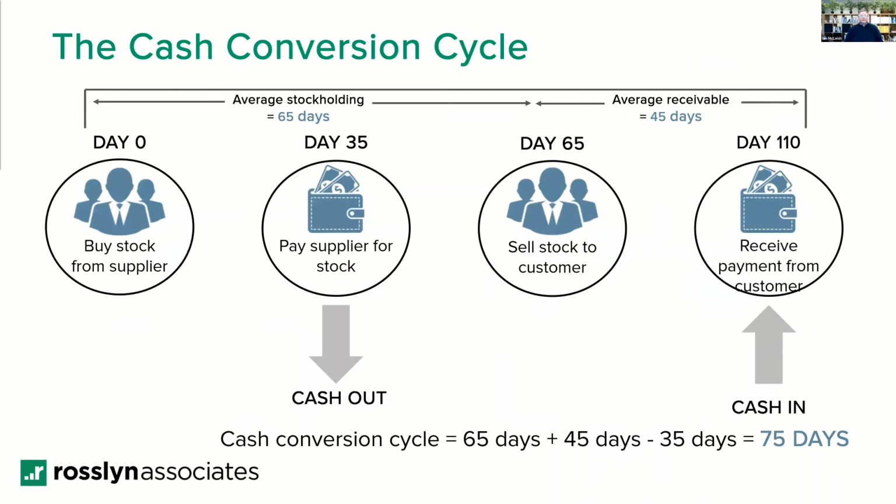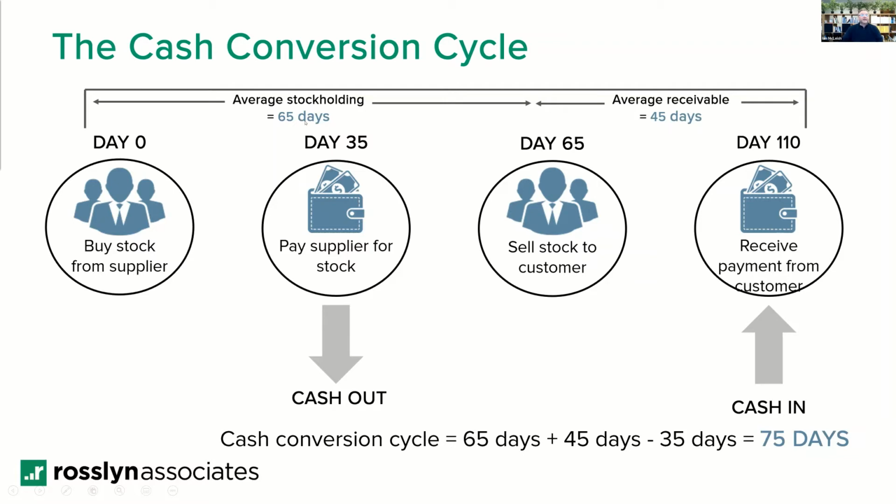Right, this looks complicated. Again, it's not, and I'm going to say a little bit more about it. What happens here is on day zero, you go along to your supplier and you buy stock. This is really for a typical business that buys stock and sells stuff. Essentially, you buy stock and you hold it for an average of 65 days. So in other words, it's about 65 days on average until you sell that to a customer.